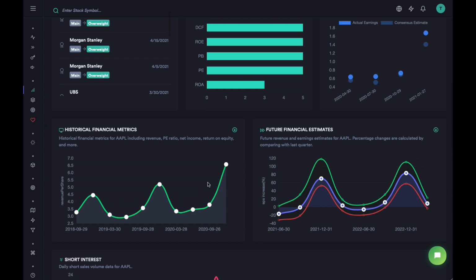So for Apple, we can see that the revenue has been pretty good in the last few years, in the last 3 years, and the future estimates are pretty good as well. So they're mostly above zero. Anything above 30 to 50 is a really good value. So if you find that, then that might be a good opportunity for you to invest in.